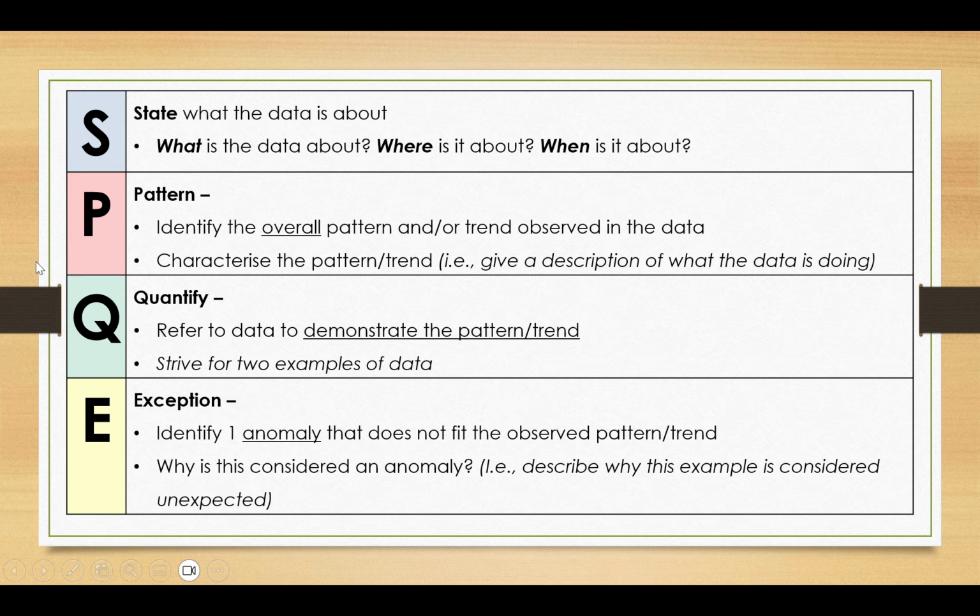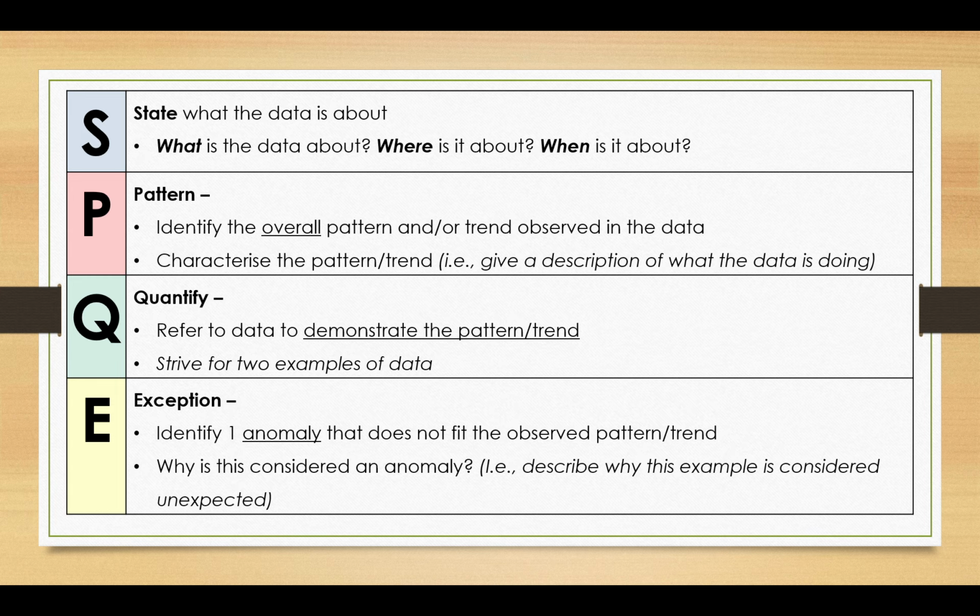Then you want to identify exceptions. So an exception is when there is something that doesn't quite fit the pattern. So identify one anomaly that does not fit that observed pattern or trend, and then briefly just describe why this is considered an anomaly. As in, why is this unexpected? Why does it not fit the overall trend?